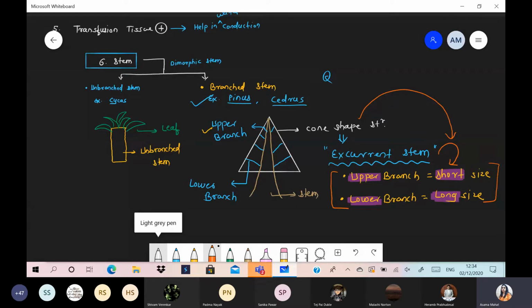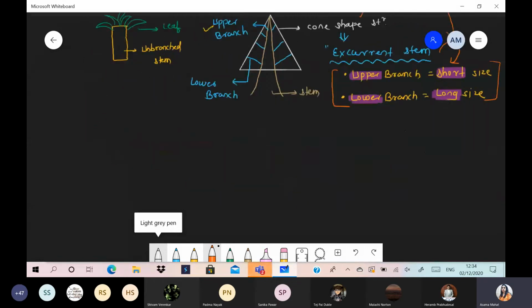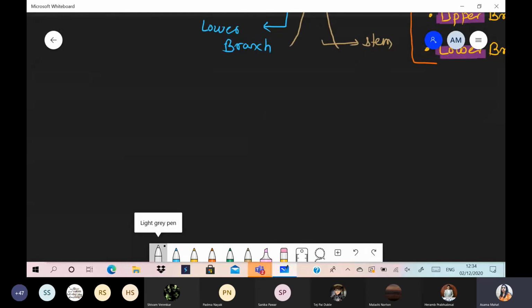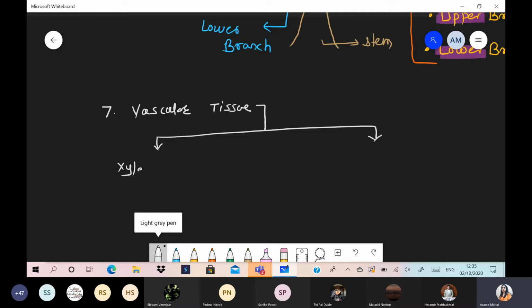Okay, chalo. Now, after this 6 stem part, we are talking about the 7th characteristic feature, that is vascular tissue. Number 7, vascular tissue. Yes, these are vascular plants, definitely. And in vascular tissue, here we are talking about the presence of xylem as well as the presence of phloem. Okay, xylem and phloem, both are present.